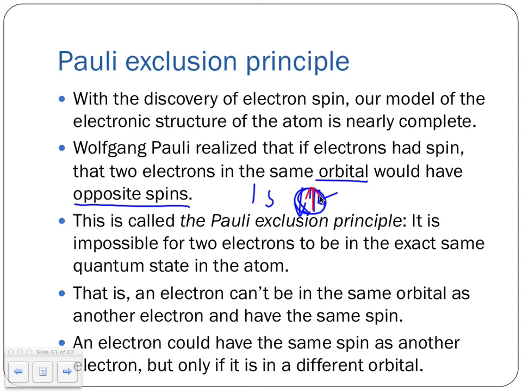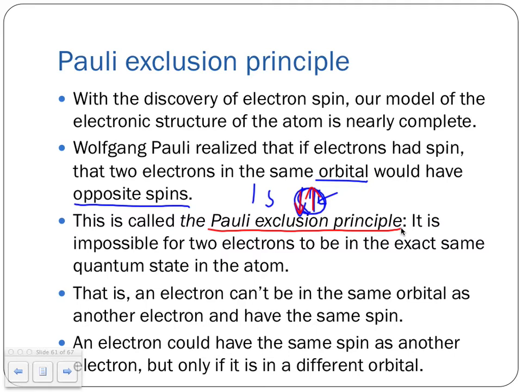And so that has to be true if we have these electrons in different spins. And this is called the Pauli exclusion principle. Basically it says this: it's impossible for 2 electrons to be in the exact same quantum state in the atom. When we say quantum state, we basically mean in the same energy level, subshell, orbital, and spin, all combined.